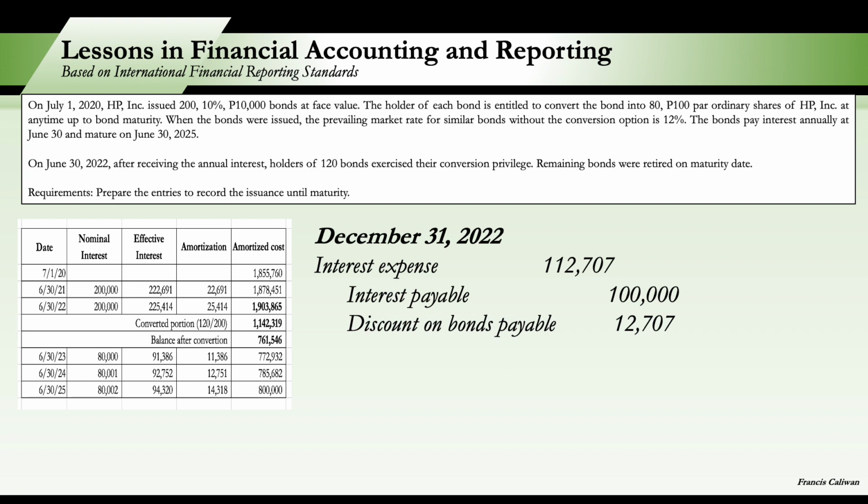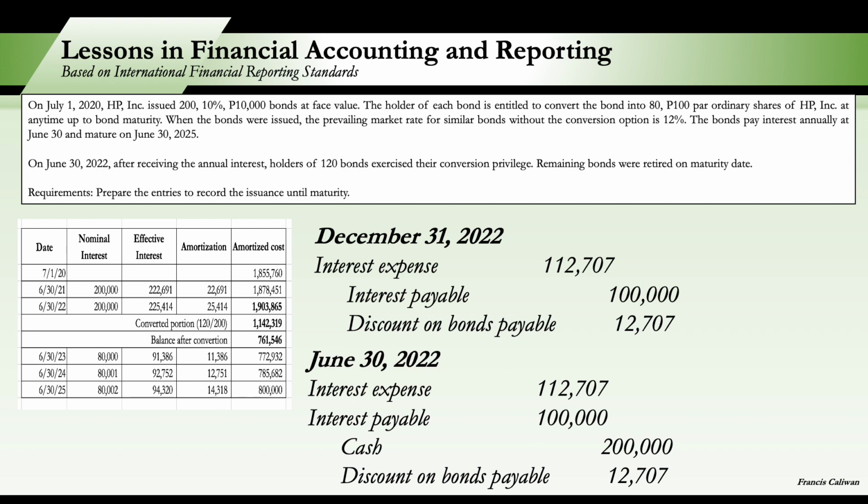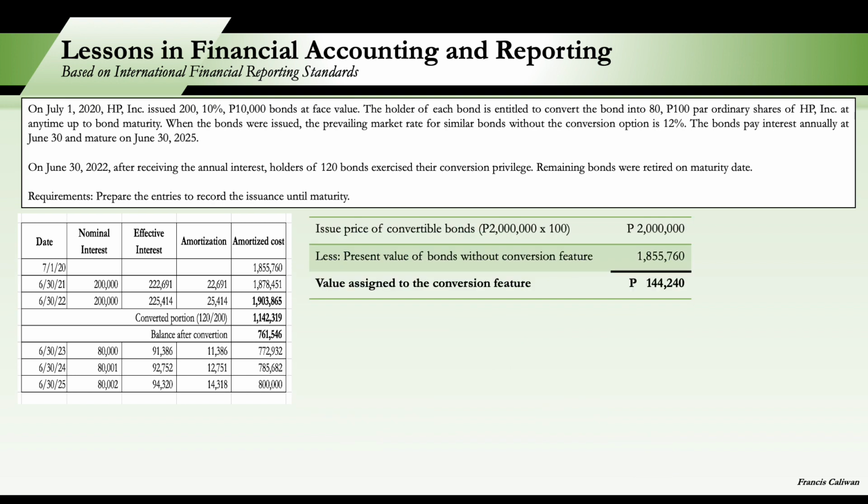Next, for the second year, our entry on December 31, 2021 is debit to interest expense 112,707, credit to interest payable of 100,000, and discount on bonds payable of 12,707. And on June 30, 2022, prior to the conversion, our entry is debit to interest expense 112,707, interest payable of 100,000, credit to cash of 200,000, and discount on bonds payable of 12,707. After the payment of interest on June 30, 2022, we can now have our entry for the conversion.